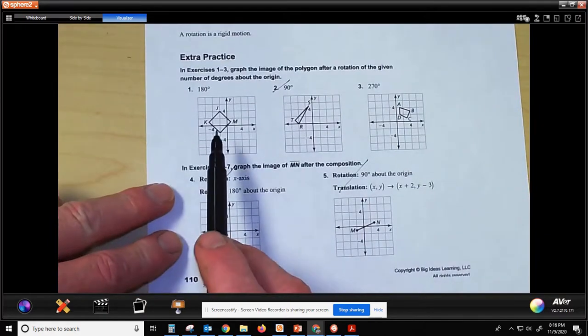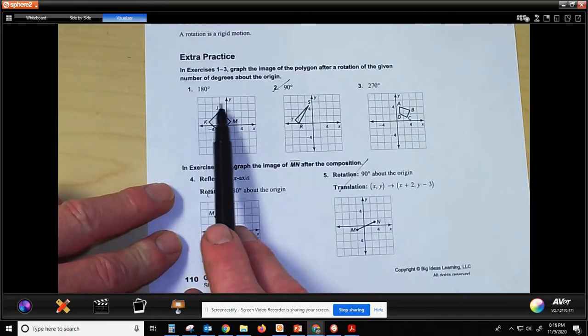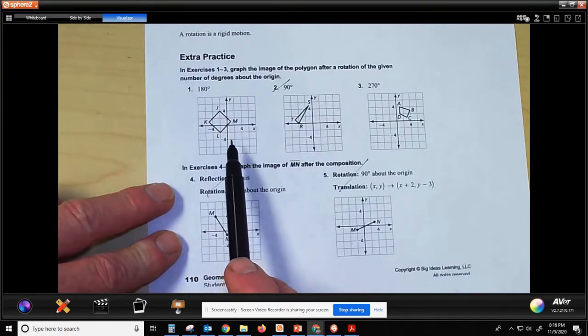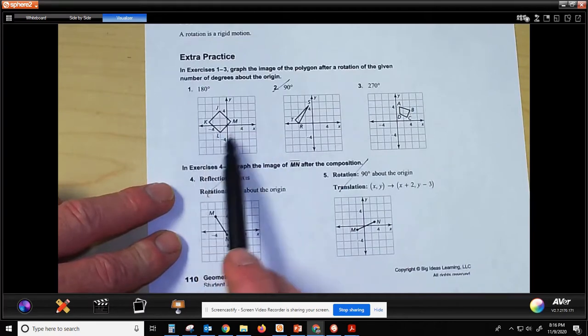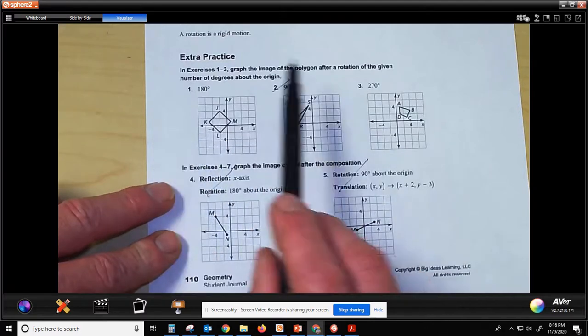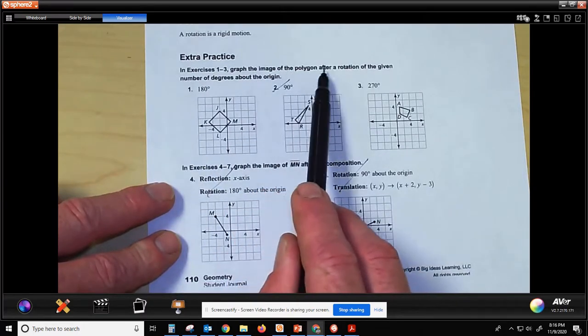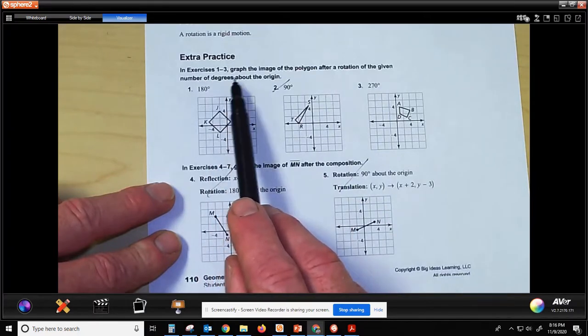So you've seen these guys in the homework from last week where they give you an original image. They don't give you a list of points. You have to determine those yourself. And then you're going to use a rule. Graph the image of the polygon after a rotation of the given number of degrees about the origin.